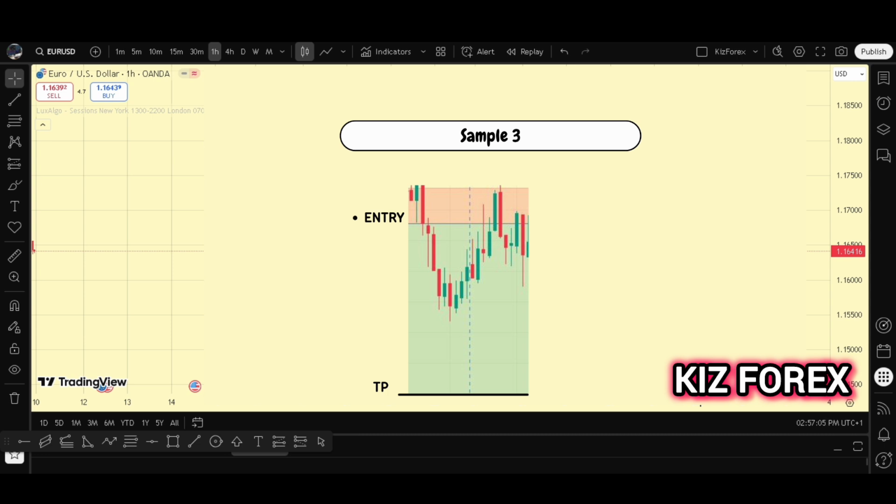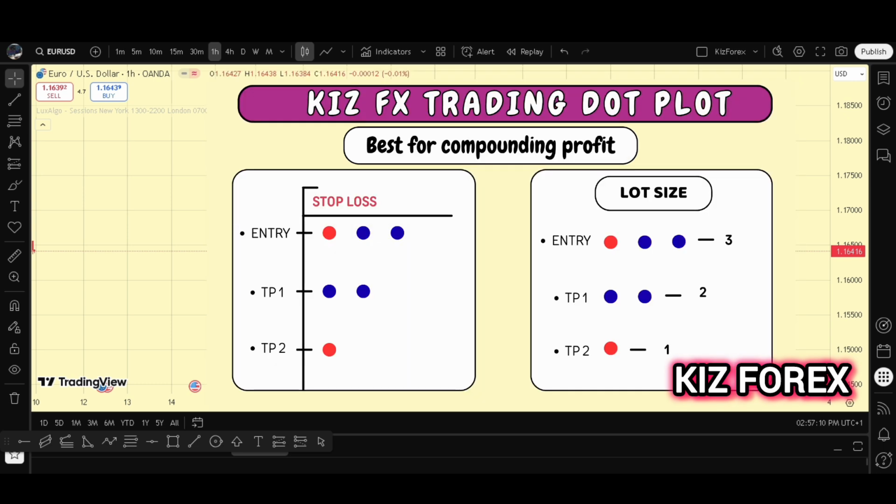I created a trading style which I call the Keys Forex Trading dot plot. Now, as you can see on your screen right here, we have our entry level represented by the orange dot, and then we have, of course, the blue dot as well, also representing positions that I entered in the market. And then the stop loss is quite above, and then we have the first take profit and the second take profit.